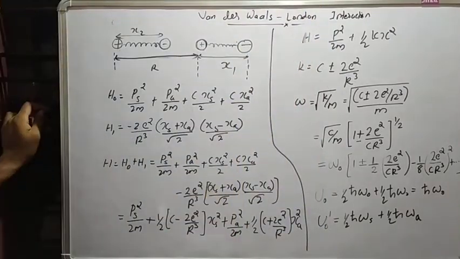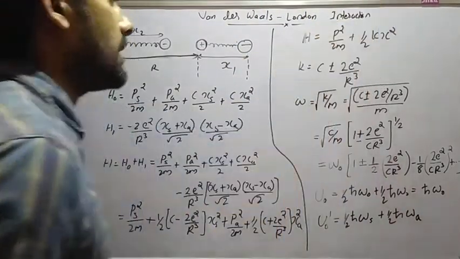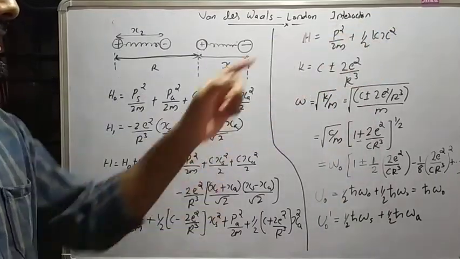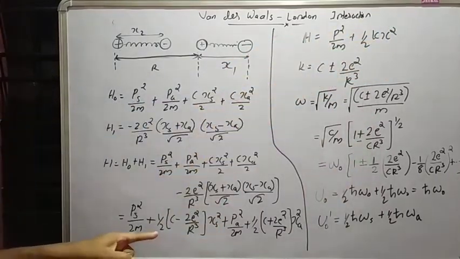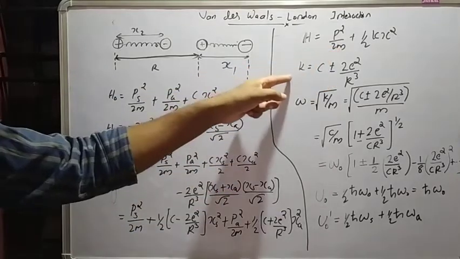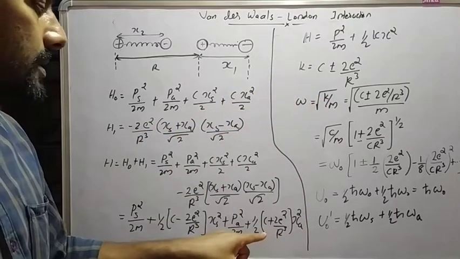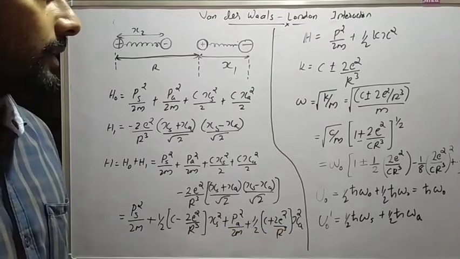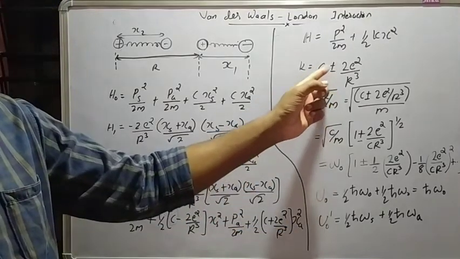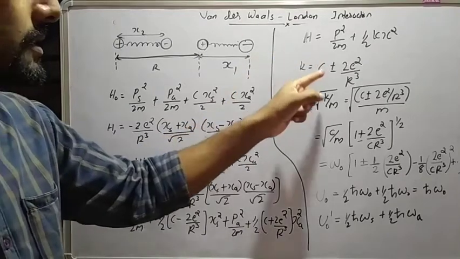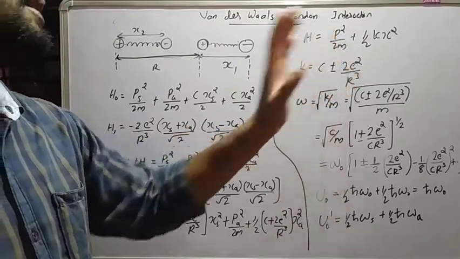The Hamiltonian H is equal to p square over 2m plus half kx square, where k is the spring constant. If we compare this equation with this one, we get k equal to C minus 2e square over r cube, and another term C plus 2e square over r cube. So we get the spring constant k as C plus or minus 2e square over r cube.